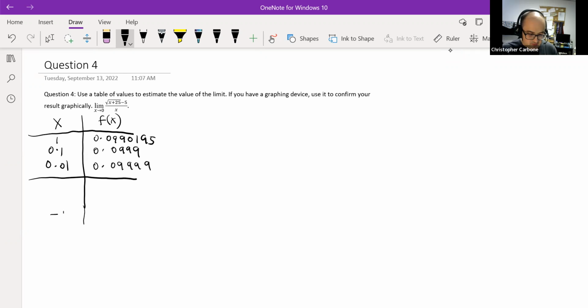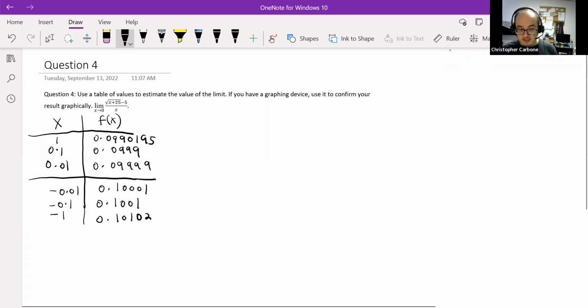Likewise, if we put -1, -0.1, and -0.01 in. For -1, we get 0.10102. If we put -0.1 in, that's 0.1001. If we put -0.01 in, we get 0.10001. And we could see that approximation going on.